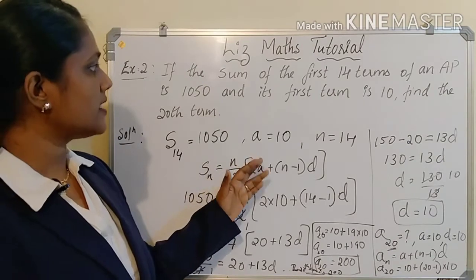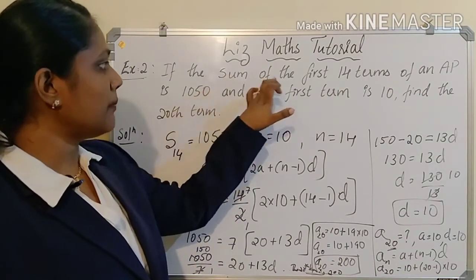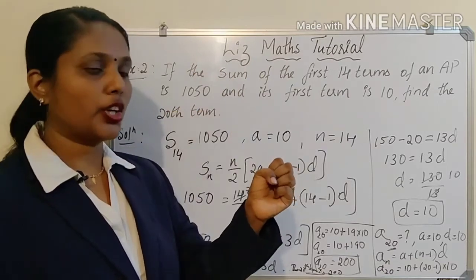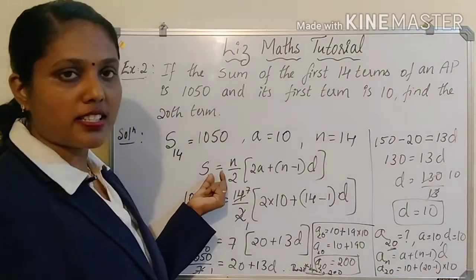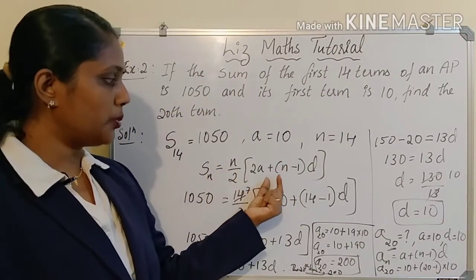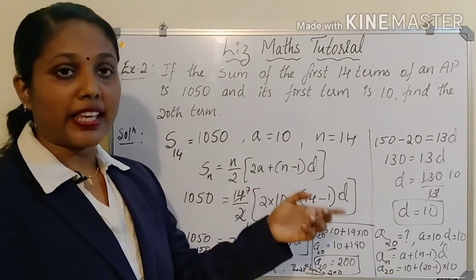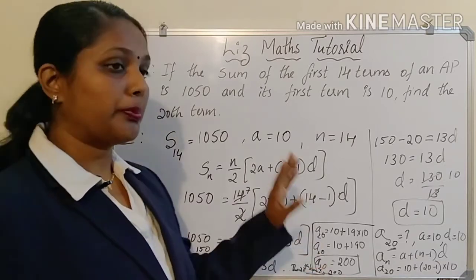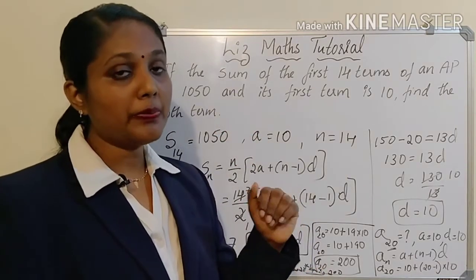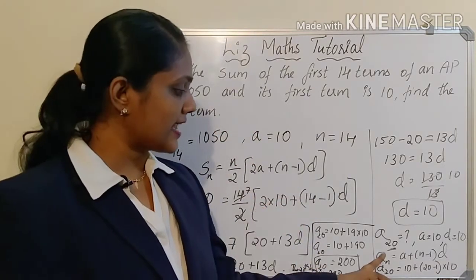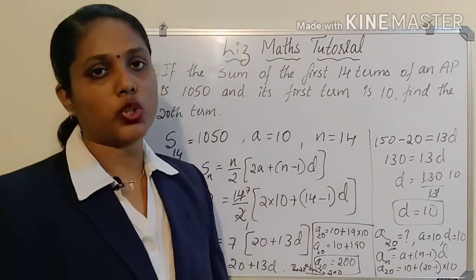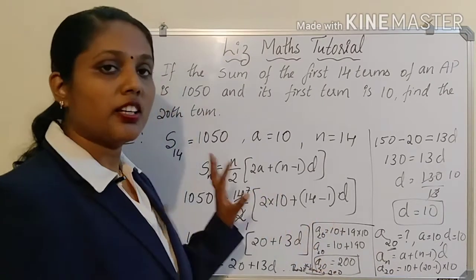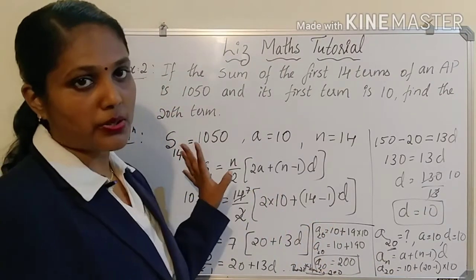This is very easy. See here, the sum of the first n terms. When they give the sum, you have to use the formula Sn is equal to n by 2 into 2a plus n minus 1 into d. When they ask to find out the term, previously we used the formula an is equal to a plus n minus 1 into d. Here to find the term, you have to use this formula. To find the sum, you have to use this formula.